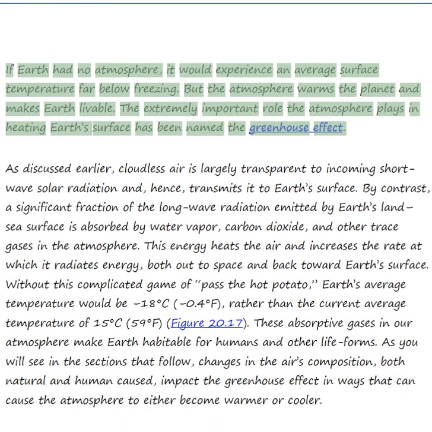If Earth had no atmosphere, it would experience an average surface temperature far below freezing. But the atmosphere warms the planet and makes Earth livable. The extremely important role the atmosphere plays in heating Earth's surface has been named the greenhouse effect.